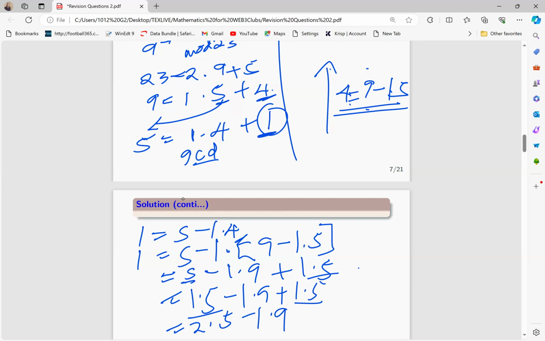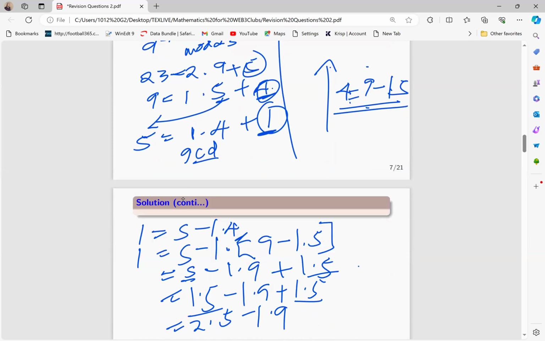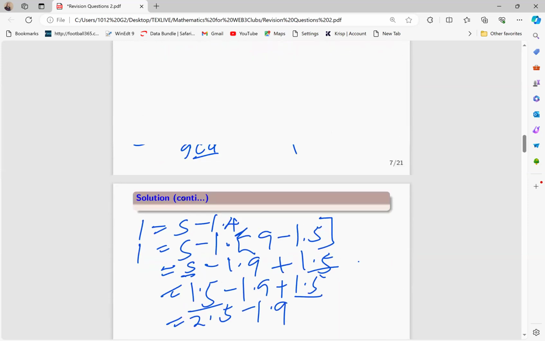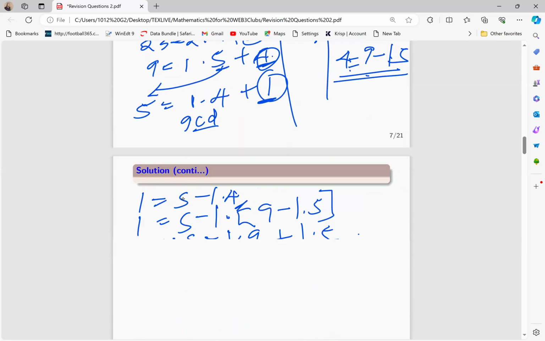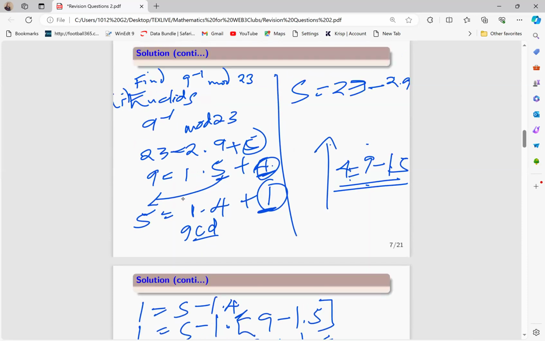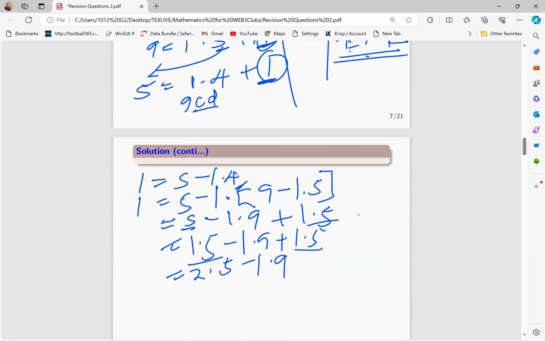Now you come here. You replace this 4 here. You've replaced the 4, done this one twice. Now you replace the 5. So let me just write it here. It will become replace 5, which is 23 minus 2 times 9. So you replace this 5 into the new equation. So we found out 5 is equal to 23 minus 2 times 9.